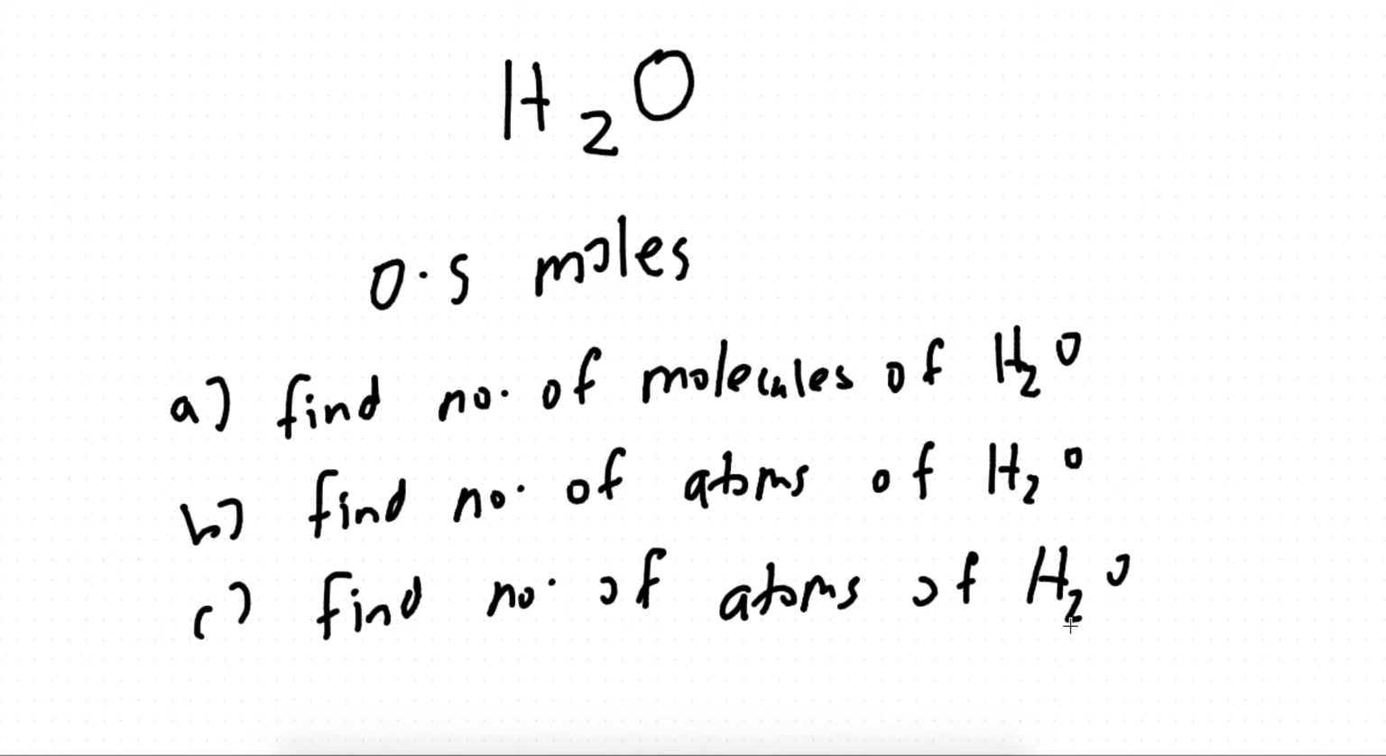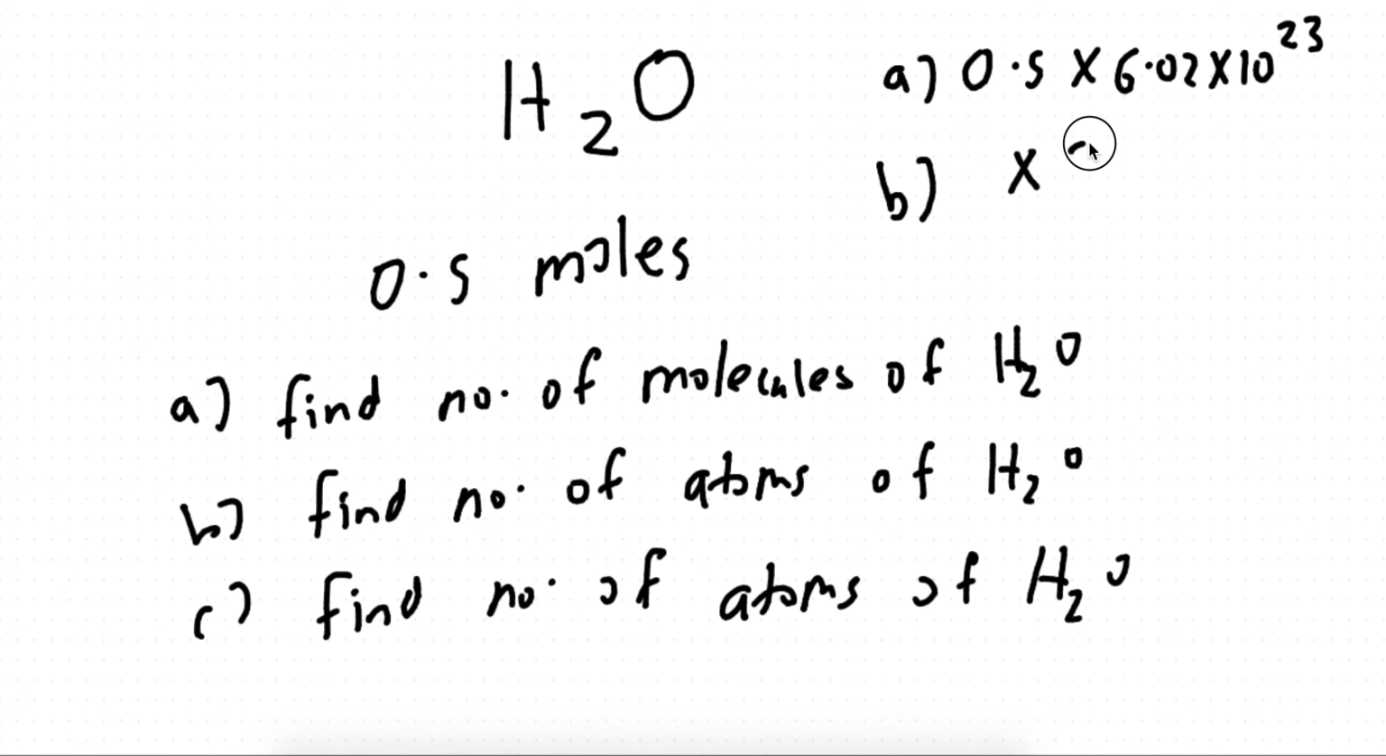Same thing, guys. Okay, if you want to go from moles to the number of particles or the molecules, we just multiply with 6.02 times 10 to the power of 23. So for the first part, part A, all you do is 0.5 times 6.02 times 10 to the power of 23, and we get the number of molecules of water. For the second part, the number of atoms, we have 2 atoms of hydrogen and 1 atom of oxygen. So we have 3 atoms in total. Whatever the answer you got from part A, that answer should be multiplied with 3.